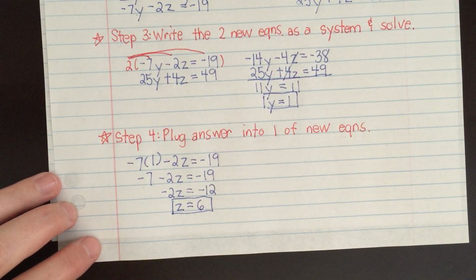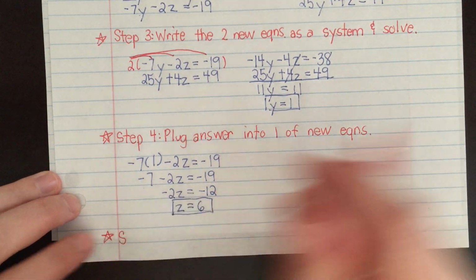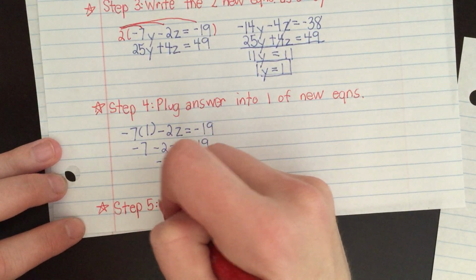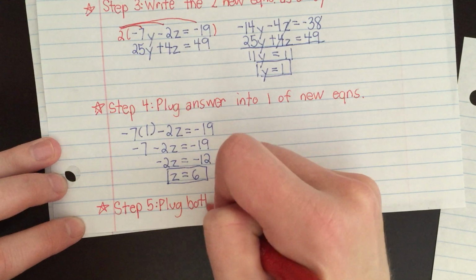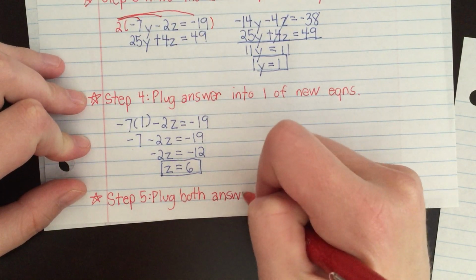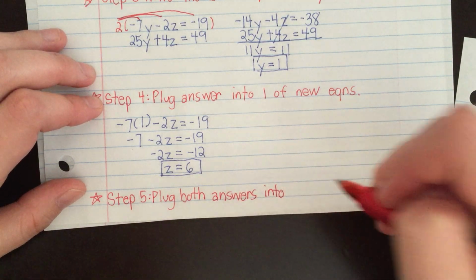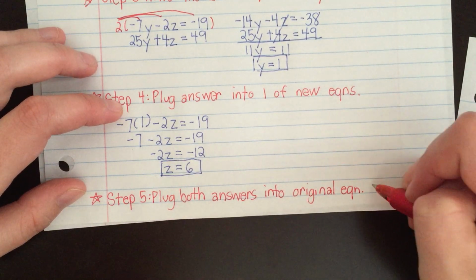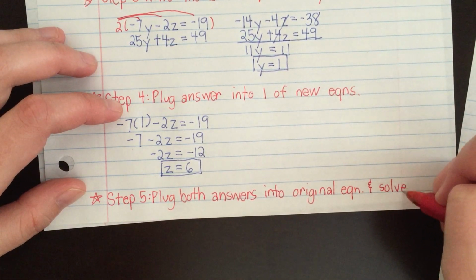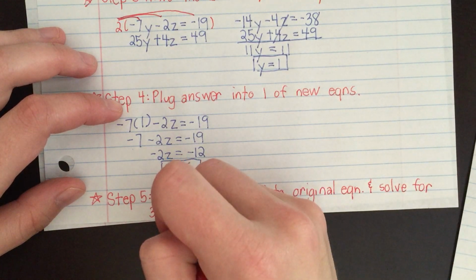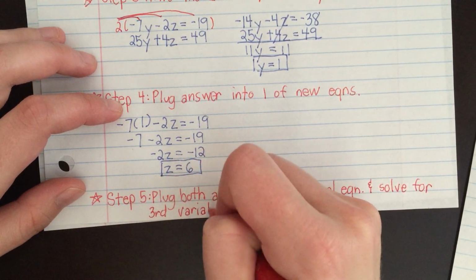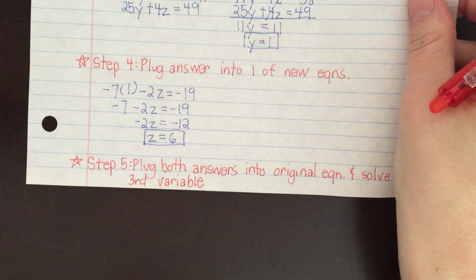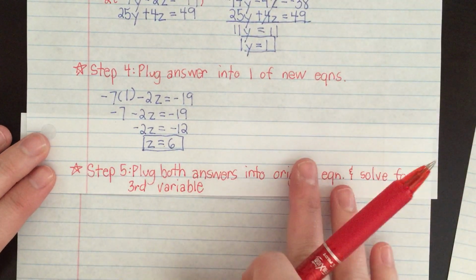So you guessed it, I'm to my final step here. Step 5: plug both answers into an original equation and solve for the third variable. Now I know what two of the variables are. I know what y and z are. So I can take those, plug them into one of my original equations, and solve.